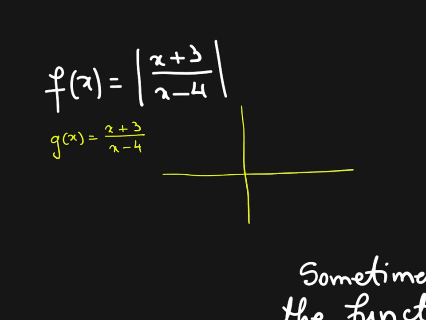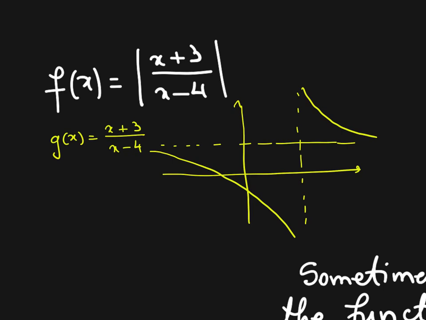So if we look at g, the asymptotes are y equals 1 and x equals 4, and the graph will come like this, right? So then the absolute value graph will be that one, rather than having all the process of differentiation.